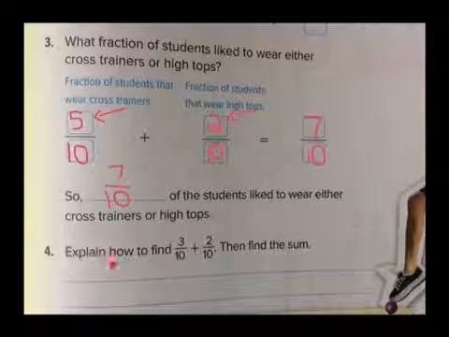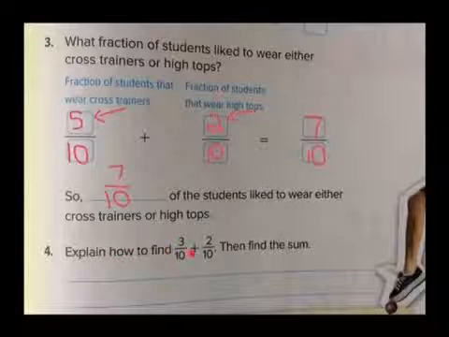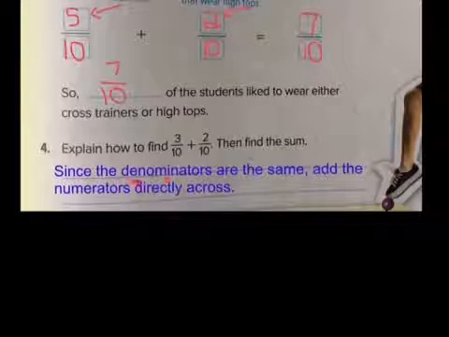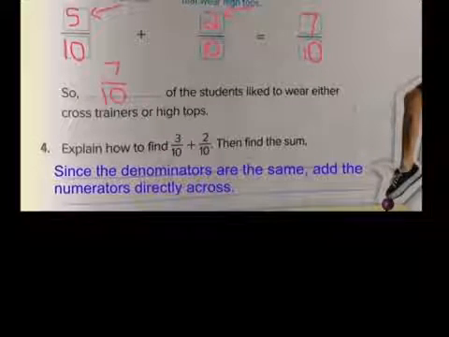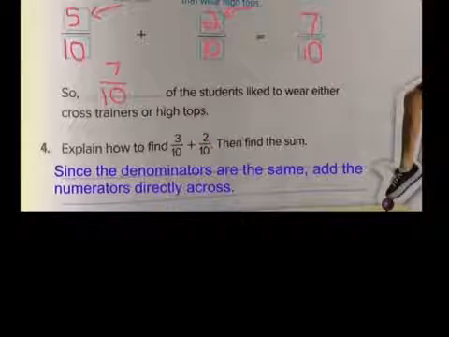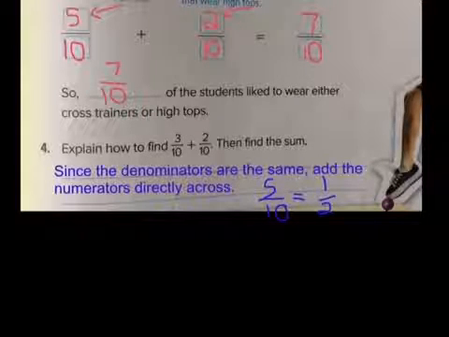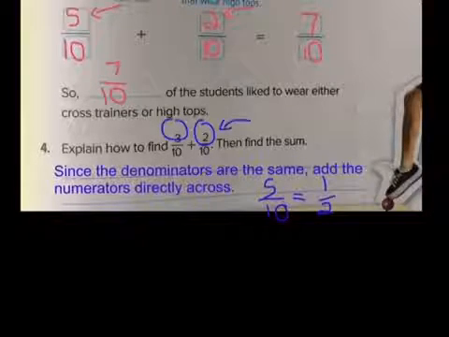Explain how to find 3/10 plus 2/10, then find the sum. So, since the denominators are the same, 10 and 10, add the numerators directly across. So 3 plus 2 is 5 out of 10, or 5/10, which would equal a half. Okay, so half of them, this one was running shoes, and this one was high tops. So half of them like to wear running shoes or high tops.